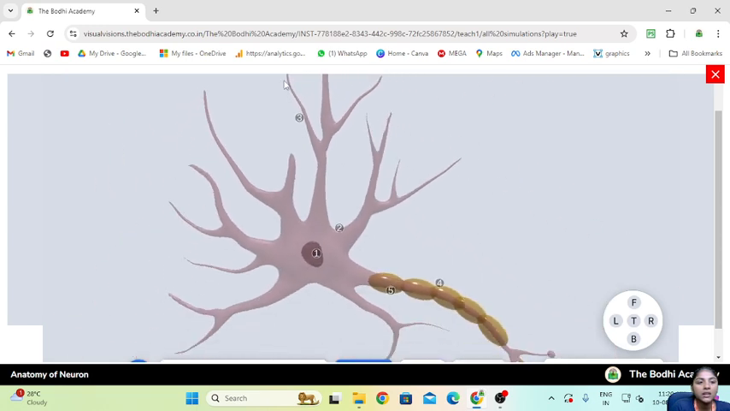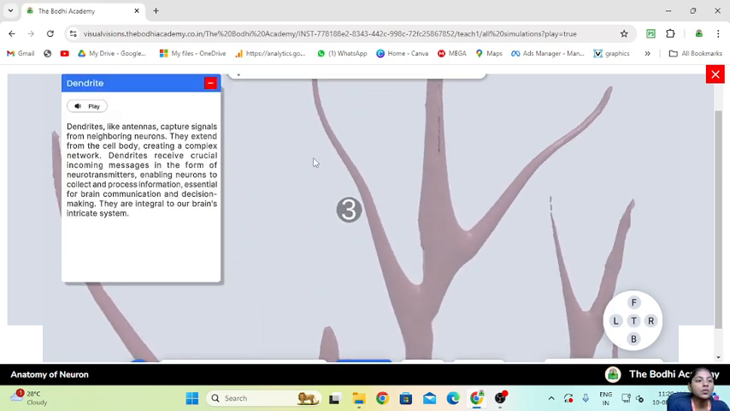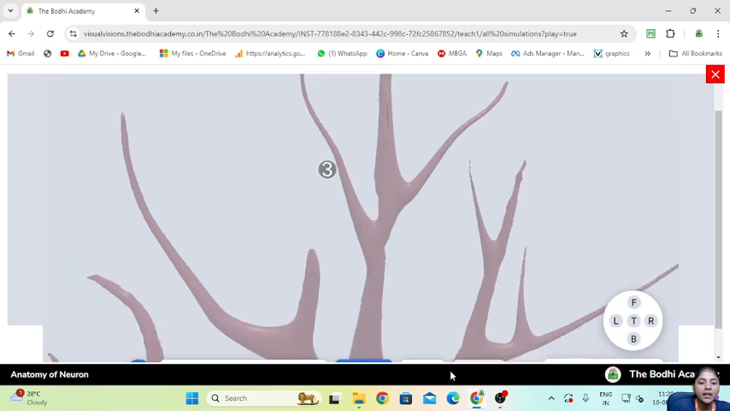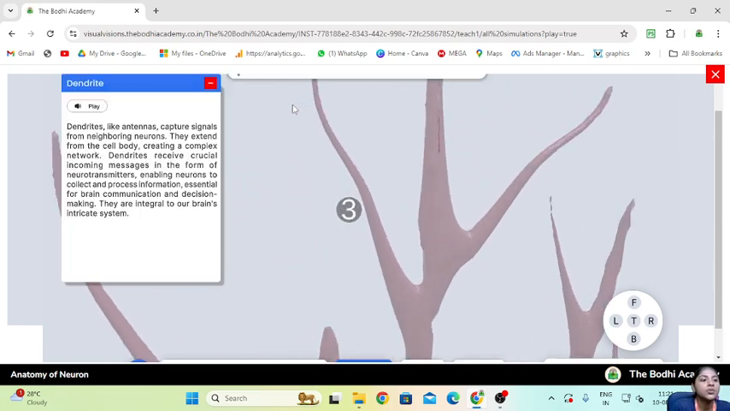So these endings which are there, these are called the dendrites and these capture the signals from other neurons and the surroundings. So they extend from the cell body creating a complex network. As we can see here, these dendrites are extending from the cell body and they are creating a complex network. Then dendrites receive crucial incoming messages in the form of neurotransmitters, enabling neurons to collect and process information essential for brain communication and decision making. Then they are an integral part in our brain's intricate system.